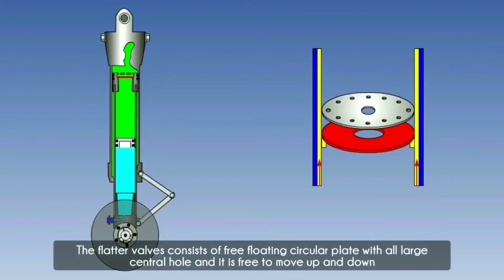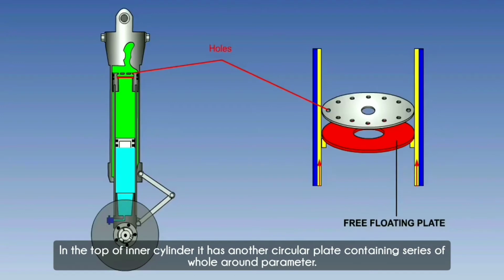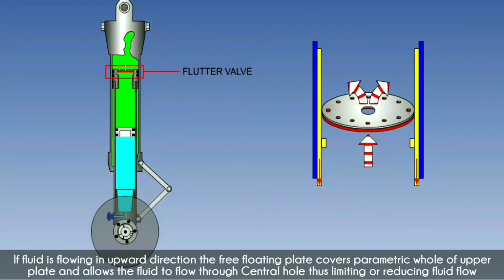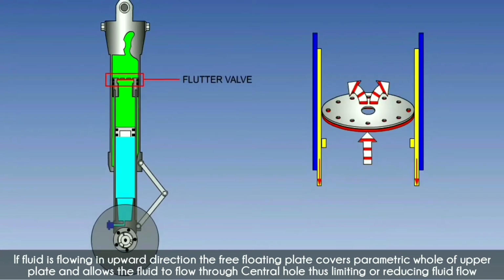The flutter valve consists of a free-floating circular plate with a large center hole, and it is free to move up and down. In the top of the inner cylinder, it has another circular plate containing a series of holes around the perimeter. If fluid is flowing in an upward direction, the free-floating plate covers the perimeter holes of the upper plate and allows fluid to flow through the central hole, thus limiting or reducing fluid flow.